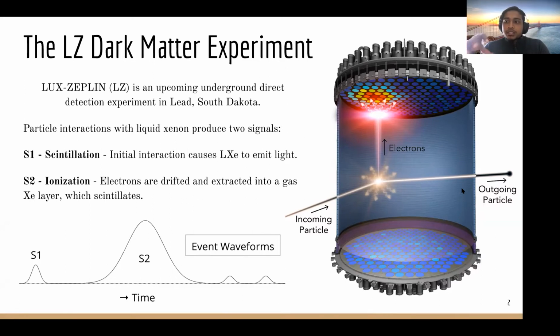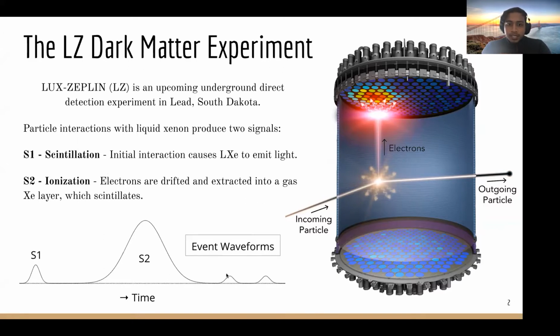In addition to the scintillation light, it also produces several ionization electrons. So the xenon is ionized. These electrons are drifted up the detector by an electric field, where they are extracted into a gaseous xenon layer, which in turn scintillates and produces a secondary signal called the ionization signal. These signals, the scintillation and ionization, are called S1 and S2, just for brevity.